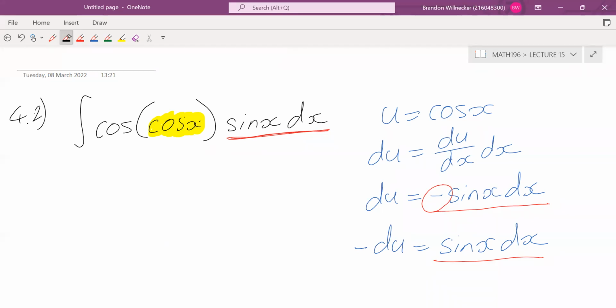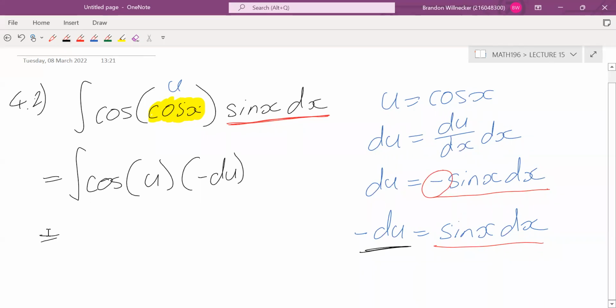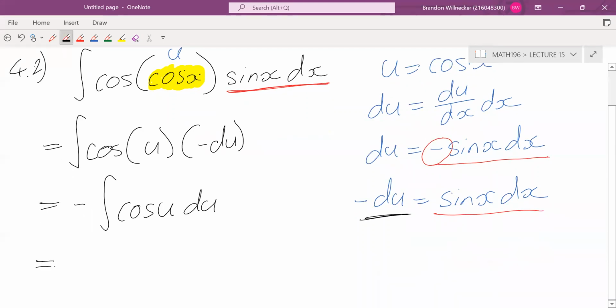Okay, so let's do the substitution. So this becomes the integral of cos. Remember, this inside part is u, because u equals cos x. So that's going to be cos of u. And then sine x dx, that's minus du. Okay, so we can take the minus out to the front. So we have minus the integral cos of u du. The integral of cos is going to be sine. So we have minus sine of u, and don't forget your plus c.